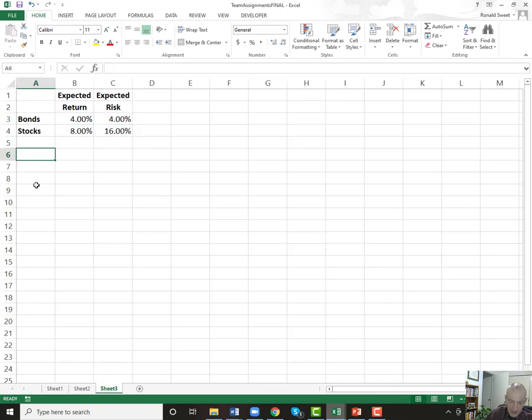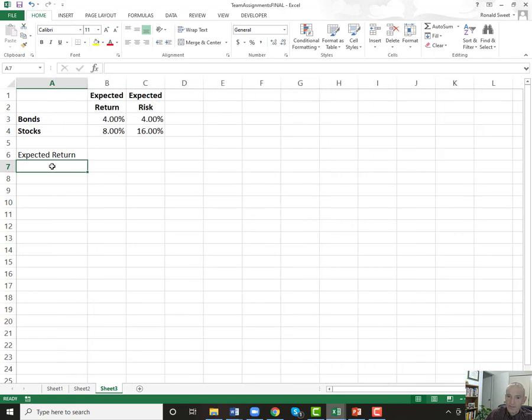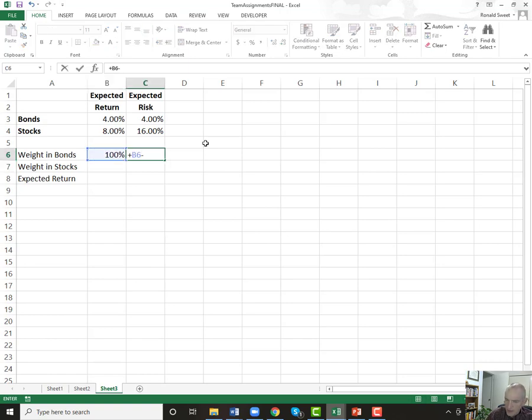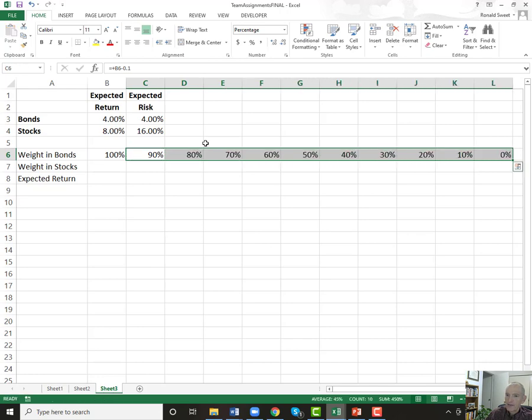All right, so the first thing we want to do is get the expected return of this portfolio. So what's my expected return? Well, I got to know, let me move this down. I got to know what my weight in bonds is, and I want to know what my weight in stocks is. All right, well, my weight in bonds could be 100%. My weight in bonds, let me just subtract 10%. My weight in bonds could be 90%. So I just take my 100% weight and subtract 10%. So my bonds could be anywhere from 100% down to 0.